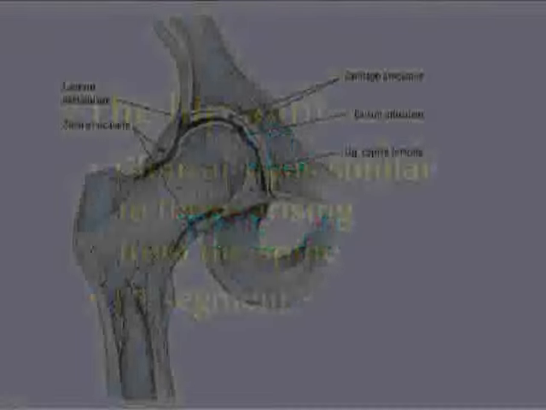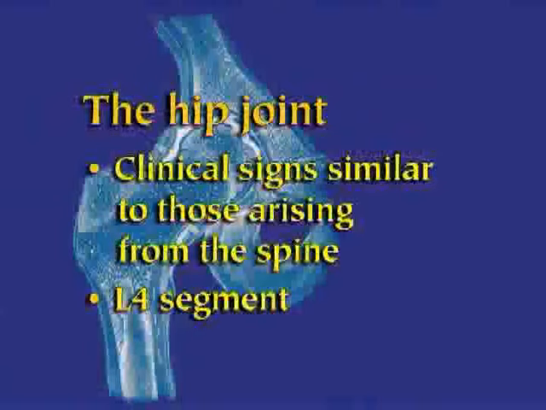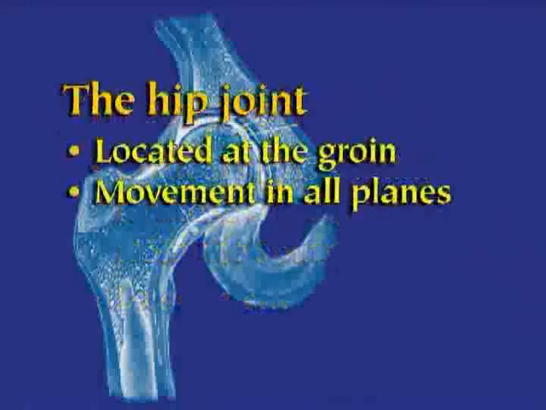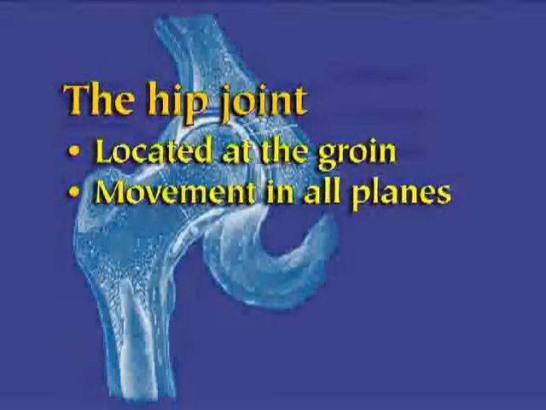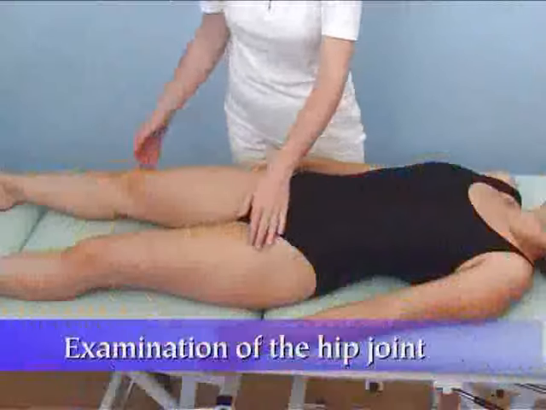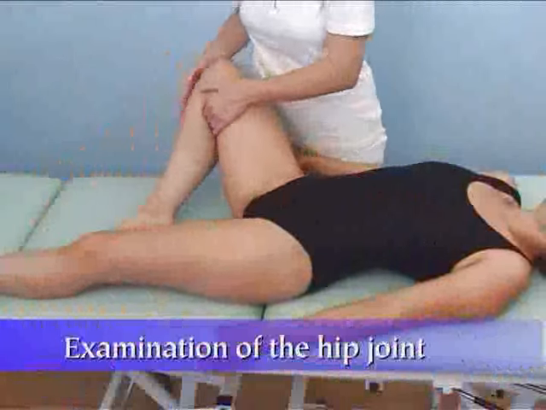Pain originating in the hip joint can be very similar to painful conditions of pelvic and vertebrogenic origin. Pain originating at the hip often radiates to the L4 segment. The hip joint lies in the groin below the pubic bone. Its shape makes movement in all three planes possible. For diagnosis, Patrick's test is important.